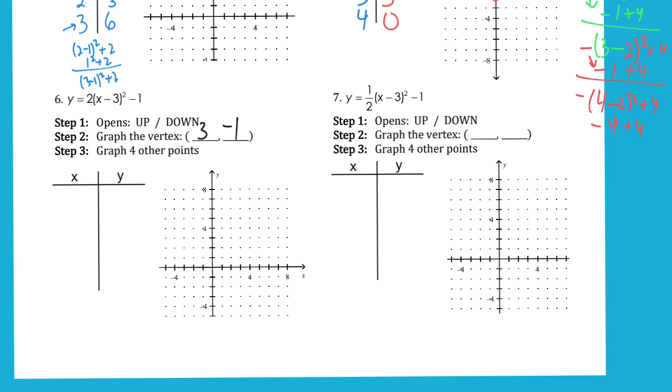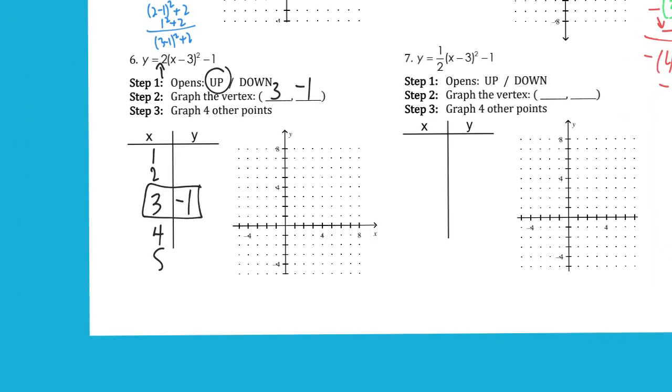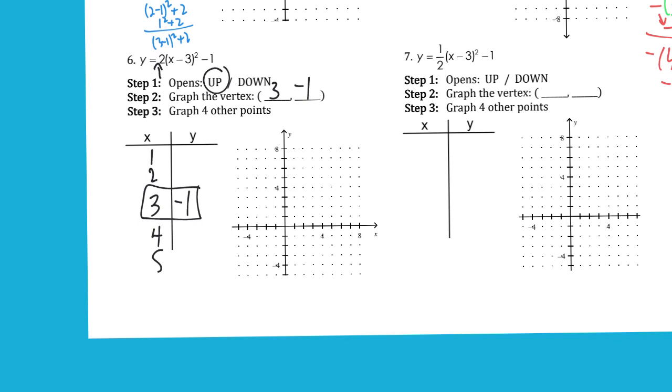And so it's going to open up because the coefficient is 2. And so the middle is at 3, negative 1. That's the vertex. This is in vertex form. You're going to plug in 4 and 5 and 2 and 1. Okay, let's see if I can find some spots for us to work. Okay, so here you go. I'm going to move this over, and then we can plug in 1.